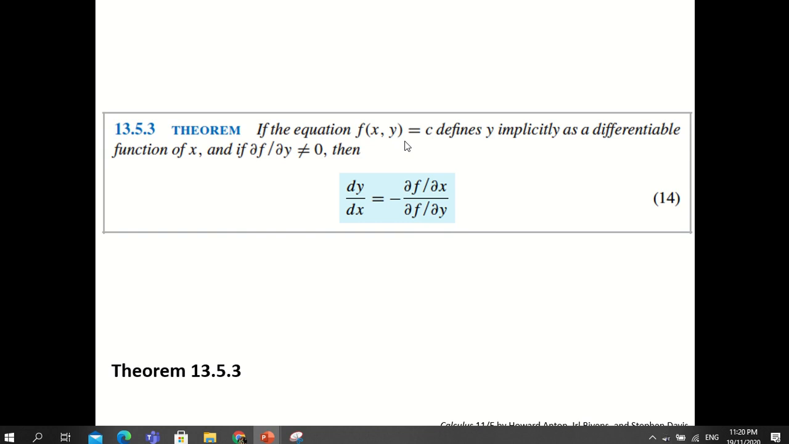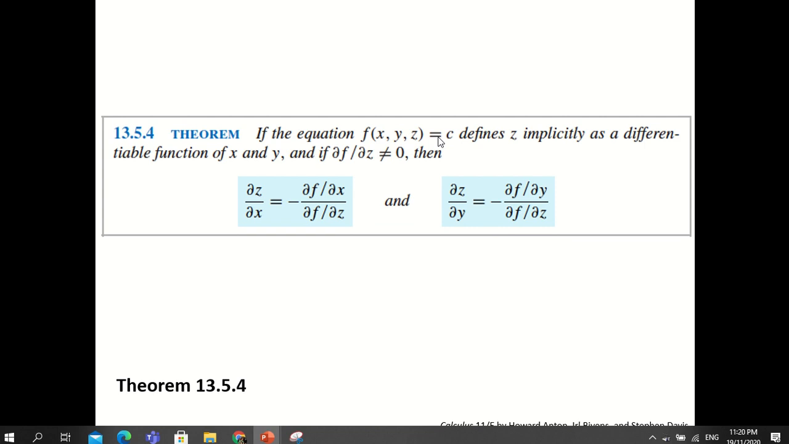Another theorem: if the equation is a function of three variables equal to a constant, so it defines z implicitly as a differentiable function of both x and y, and if the partial derivative of f with respect to z is not equal to zero, then we have this. The partial derivative of z with respect to x is equal to the negative of the quotient of the partial derivative of the function with respect to x and the partial derivative of the function with respect to z. And on the other hand, the partial derivative of z with respect to y is equal to the negative of the quotient of the partial derivative of the function with respect to y and the partial derivative of the function with respect to z.